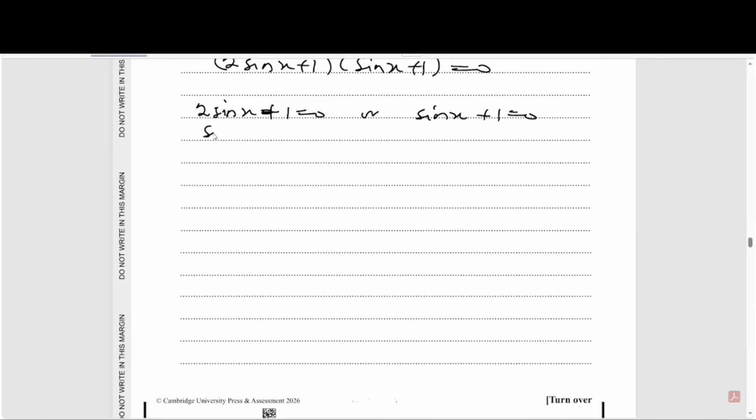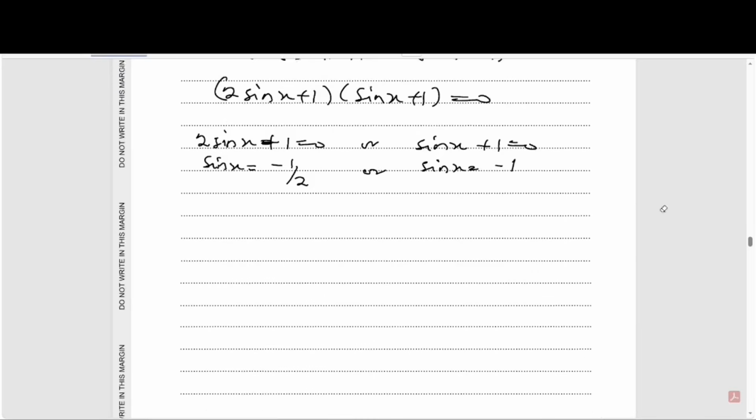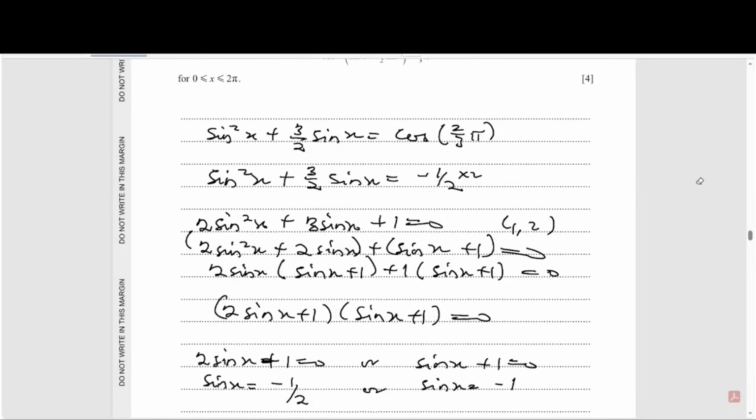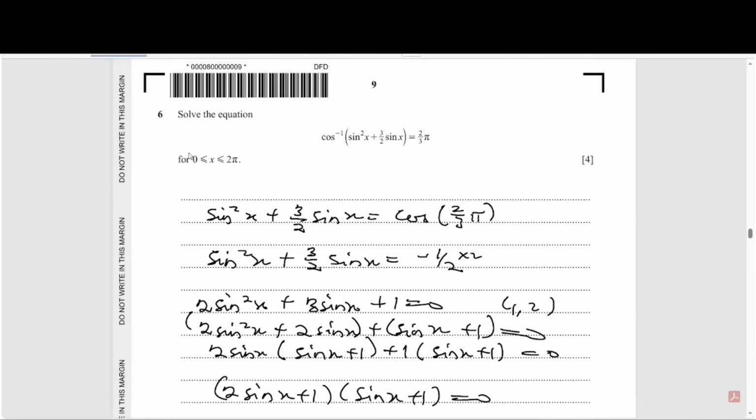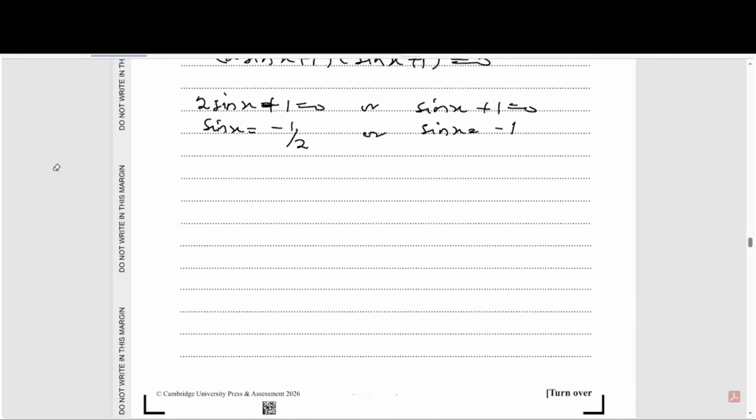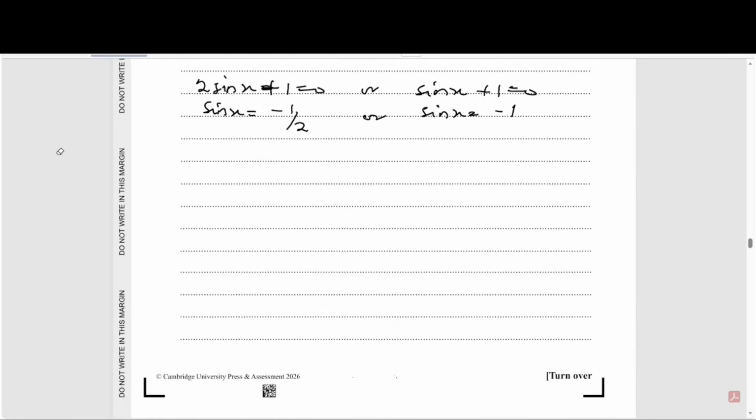So we have sine x from here is equal to negative 1 over 2, and here sine x is equal to negative 1. Then now you're going to punch this on the calculator, but then you also need to check the domain. The domain is 0 less than or equal to x less than or equal to 2 pi. That's 0 and 360. So make sure on your calculator the angle mode is in radians as you punch this. Or if you work in degrees, you also will be required to change it back to radians.